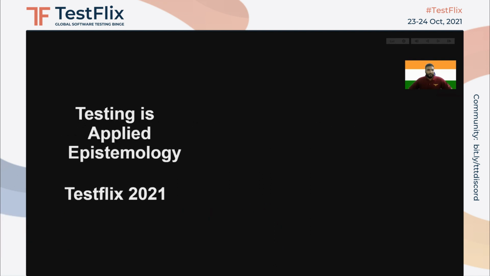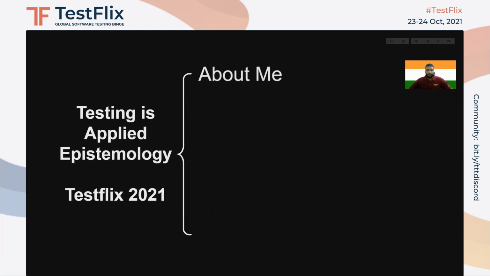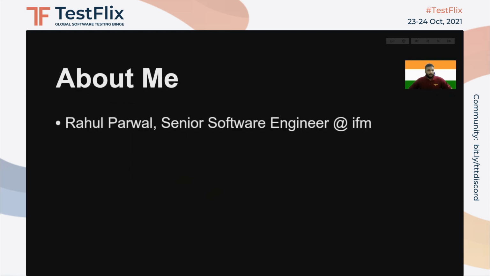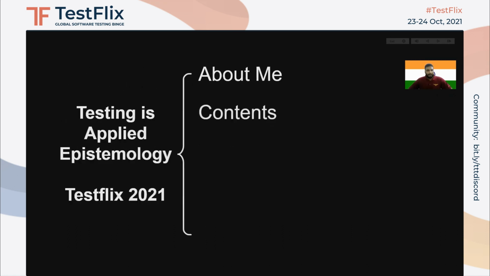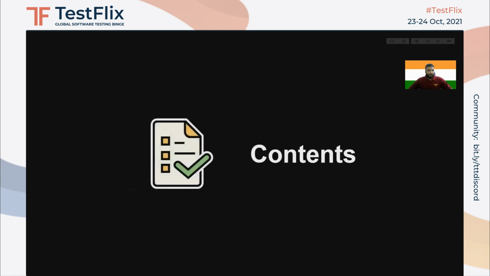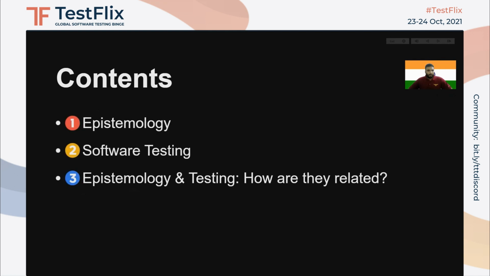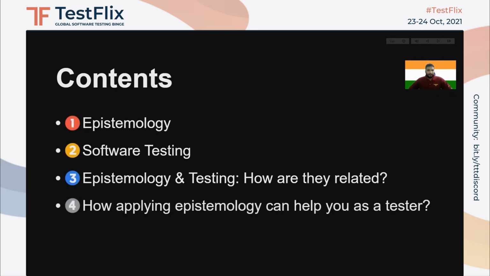So before we dive deep into this topic, I wanted to give a quick introduction about myself. My name is Rahul Parwal and I'm a senior software engineer at IFM and I'm a passionate student of software testing. So today I'll be covering some topics around epistemology, around software testing, around epistemology and testing and how they are related and how applying epistemology can help you as a tester.